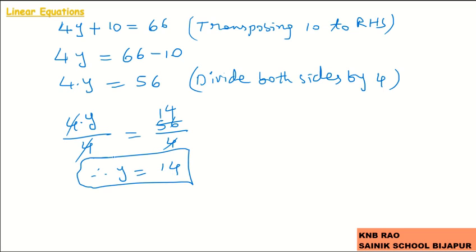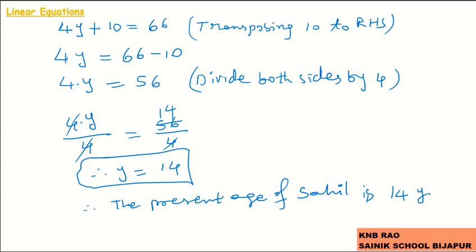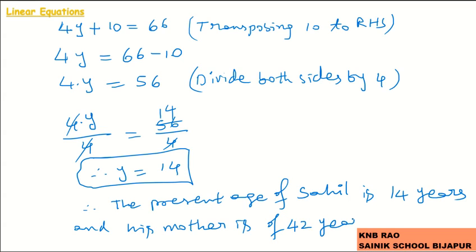Now you can write the conclusion. Therefore the present age of Sahil is 14 years and his mother is 3 times 14, that is 42 years.